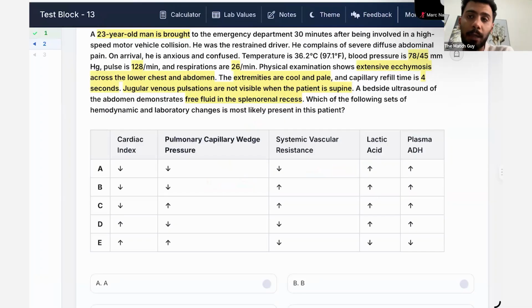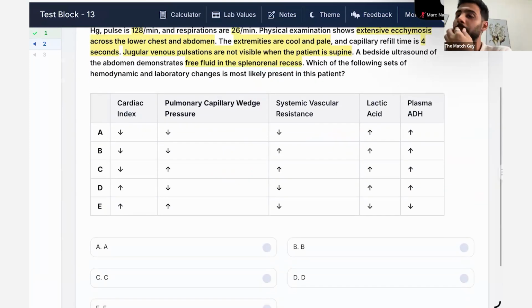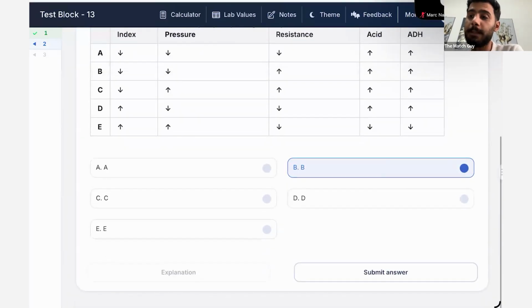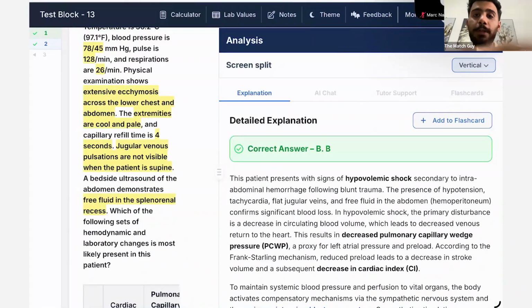So assuming that this patient is probably having a hypovolemic shock, hence the history of bleeding, what would be the answer? First of all, I would think about the cardiac index. The cardiac index should be low, which should limit me to option A, B, and C. Pulmonary capillary wedge pressure, since the lungs are clear, should also be low, which would limit me to option A and B. The systemic vascular resistance should be high. Now that's immediately option B, and we don't have to evaluate lactic acid and plasma ADH, but both of them should be high as well. So the answer should be B. I'll submit the answer, and that is a correct answer, and this is hypovolemic shock.